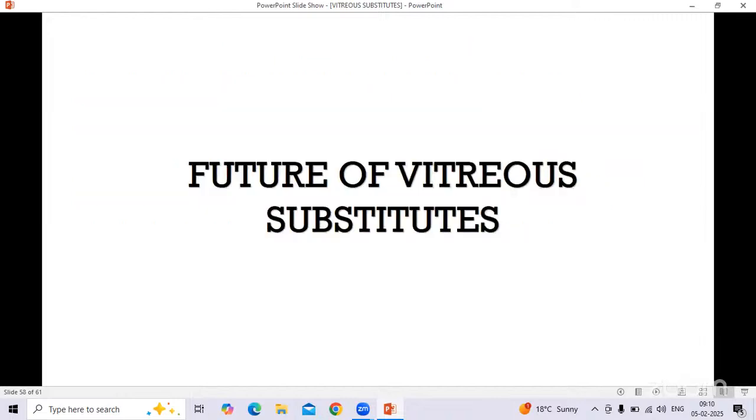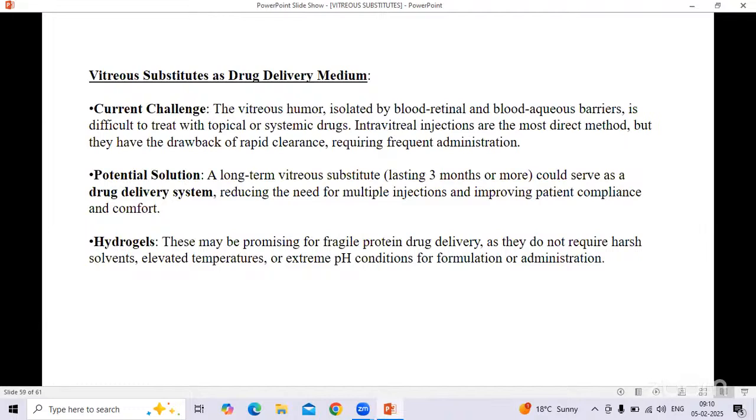Now, what is the future of vitreous substitutes? We have vitreous substitutes as drug delivery medium. Here usually hydrogels are used, and the challenge is that the vitreous humor, isolated by the blood-retinal and blood-aqueous barrier, is difficult to treat with topical or systemic drugs. So intravitreal injections are the most direct method, but they have the drawback of rapid clearance requiring frequent administration.